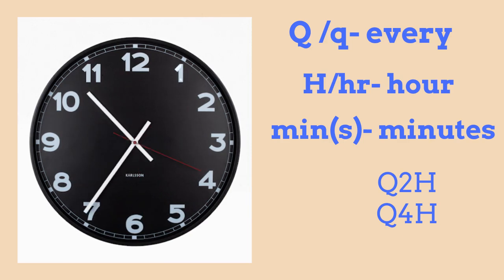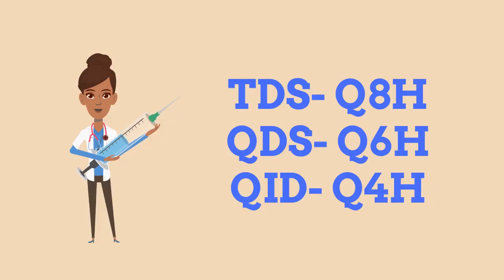So as a nurse, it's important to be familiar with the jargon in order to understand what tasks need to be completed. Other abbreviations include TDS, which would mean Q8H or every 8 hours, QDS, which is every 6 hours, and QID, which is every 4 hours. If at any time you are unsure as to what the order means, then it's important that you consult your doctors for clarification or senior nurses on your unit. This allows you to ensure that the patient receives their medication at the correct frequency.